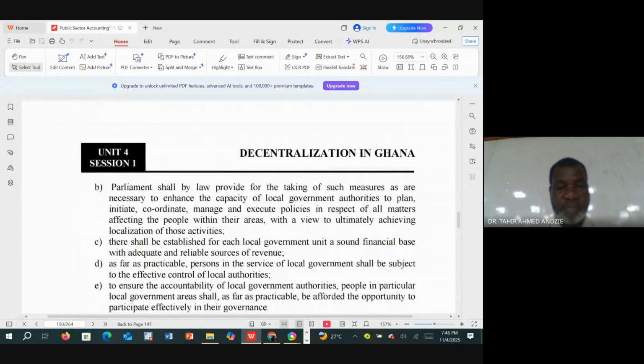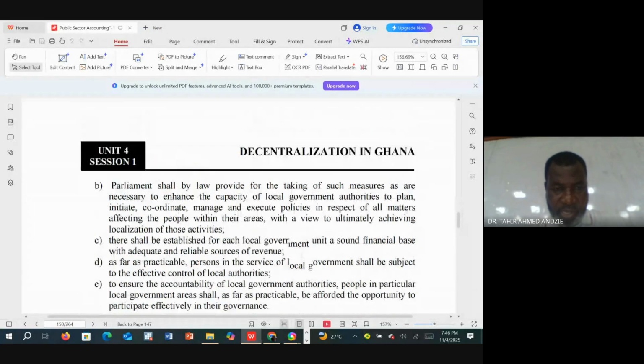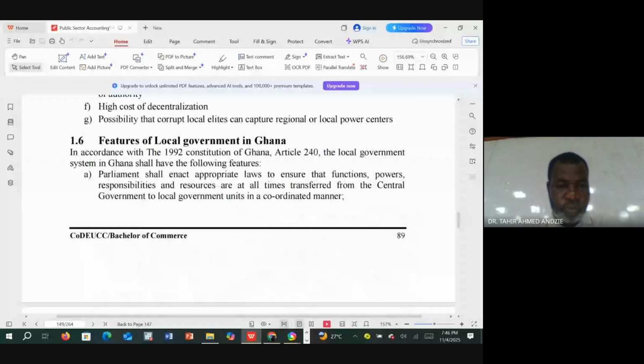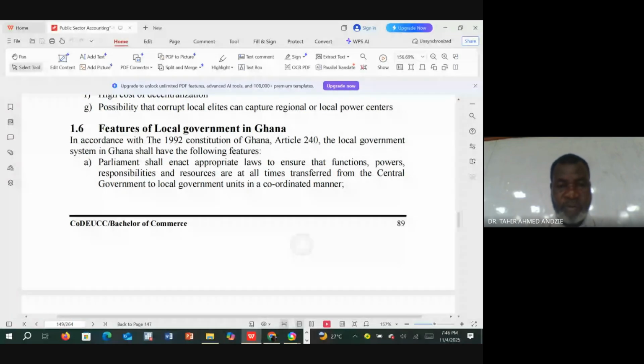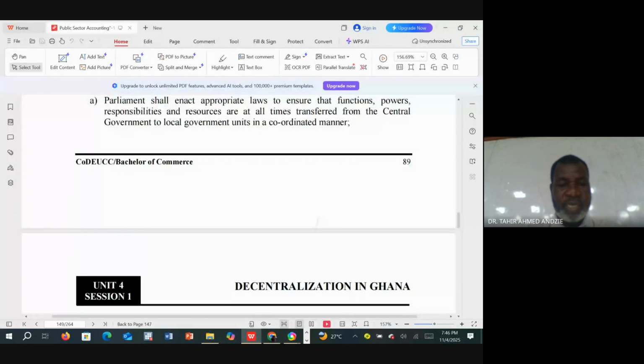So Parliament shall by law provide for the taking of such measures as are necessary to ensure the capacity of local government authorities to plan, initiate, coordinate, manage, and execute policies in respect of all matters affecting the people within their areas. These are the provisions in Article 240. So Article 240(a) says that Parliament shall enact appropriate laws to ensure that these powers, functions, responsibility, and resources. And then you go ahead.